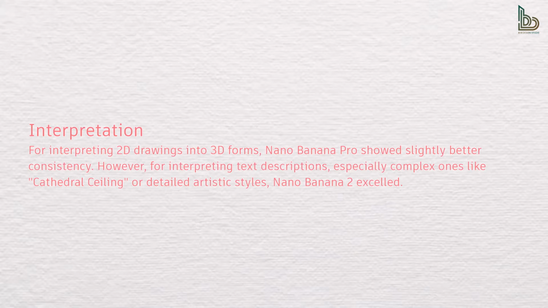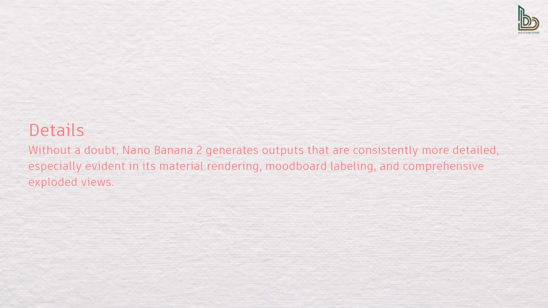Interpretation. For interpreting 2D drawings into 3D forms, Nano Banana Pro showed slightly better consistency. However, for interpreting text descriptions, especially complex ones like cathedral ceiling or detailed artistic styles, Nano Banana 2 excelled. Details. Without a doubt, Nano Banana 2 generates outputs that are consistently more detailed, especially evident in its material rendering, moodboard labeling, and comprehensive exploded views.